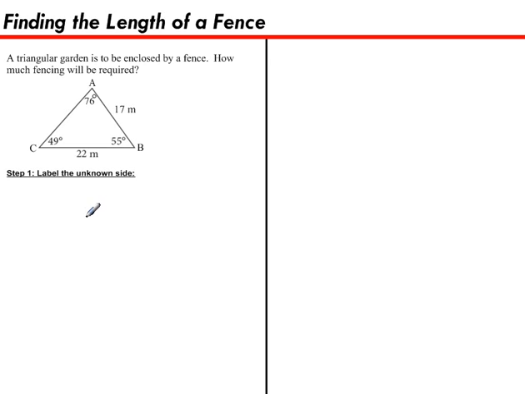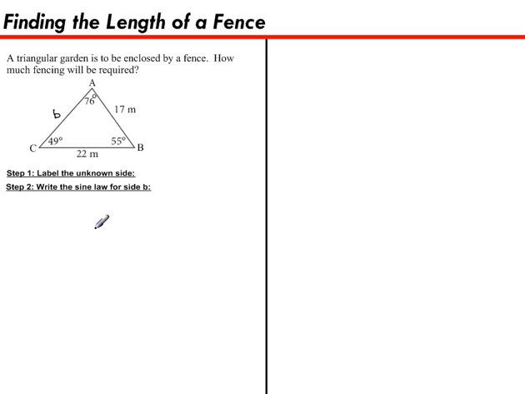I'm going to need some variables for when I set up the sine law. And since I'm trying to find the length of a fence that goes all the way around, I'm going to need to find the length of this piece, and that's an unknown. So what variable to use? Well, the matching angle is right here, 55 degrees, and it's angle B. So the rule is corners or angles have capital letters and side lengths have lowercase letters. So I'm going to call this lowercase b, and this is what I'll be solving for.